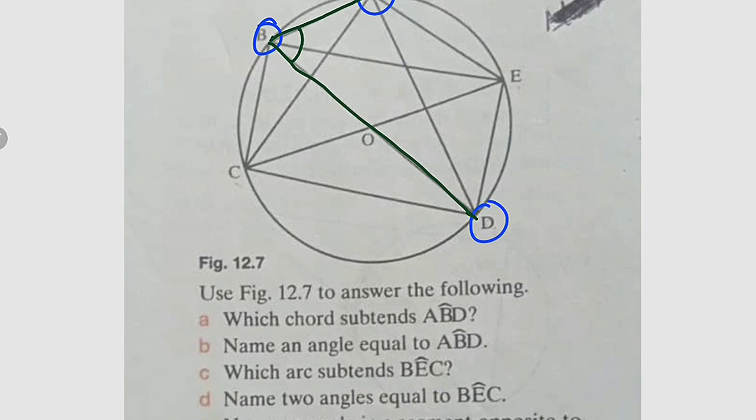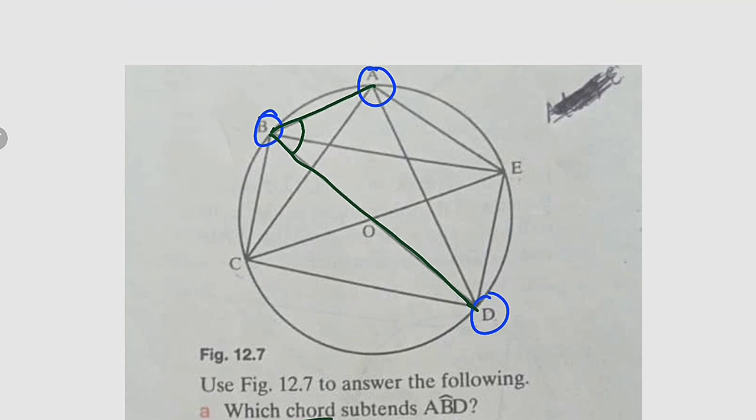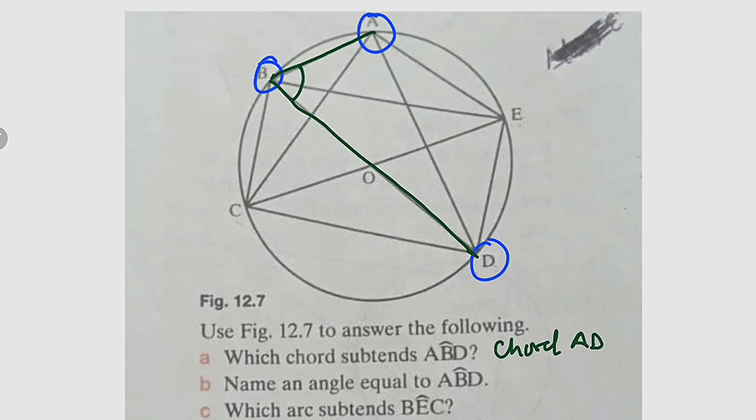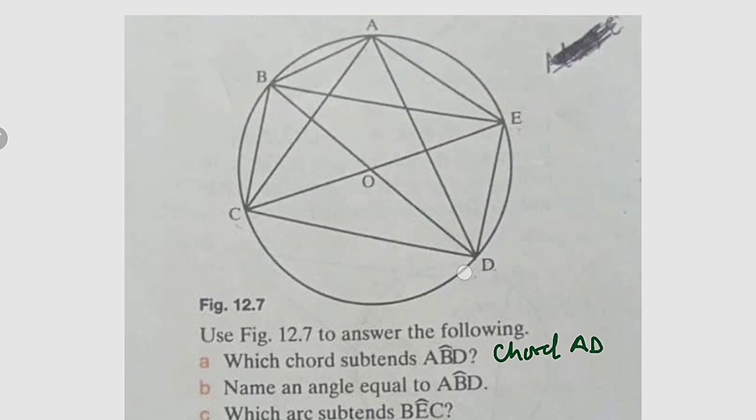The question stated, which chord sustains that angle? You can clearly see the chord here. This is the chord AD. This chord AD sustains an angle to the circumference to form angle B. So therefore, the required chord is chord AD. So let's write it here. This is chord AD. And hence we have just answered this one. Let us move on to the next question.